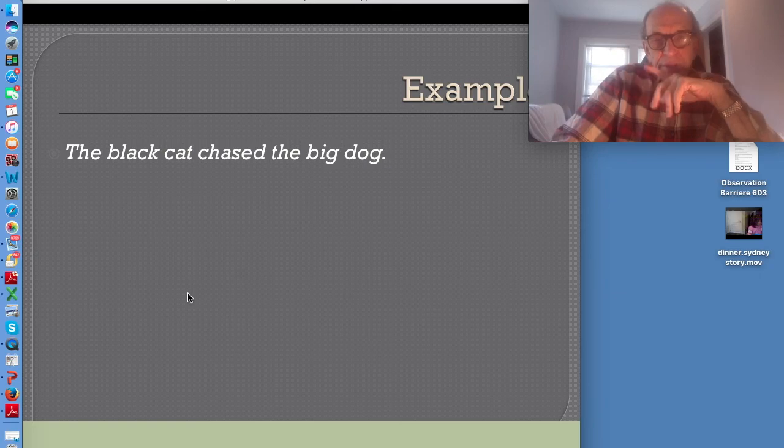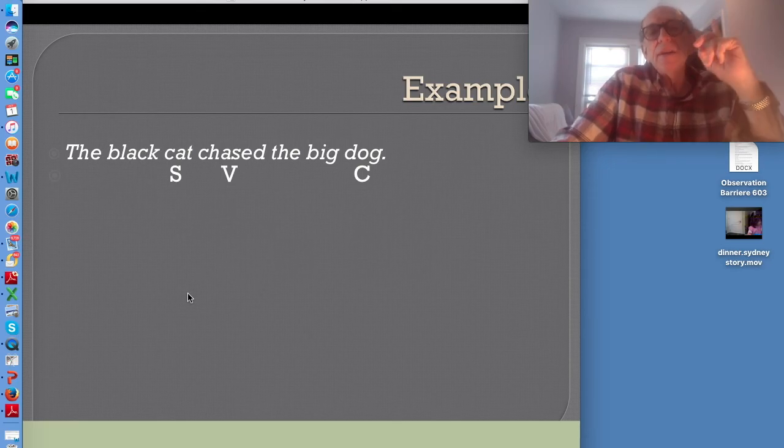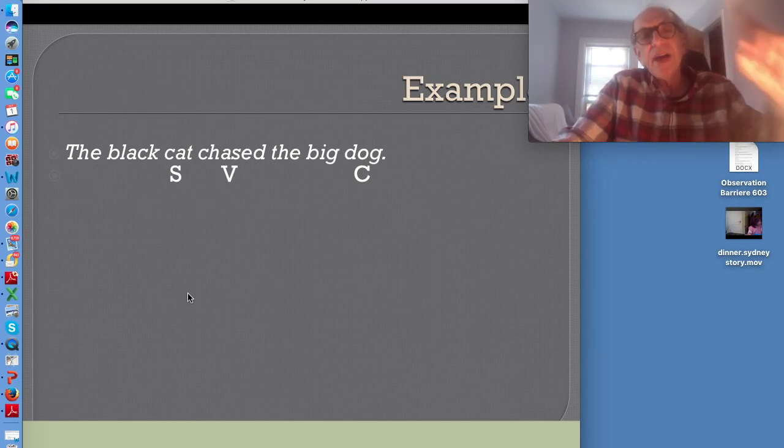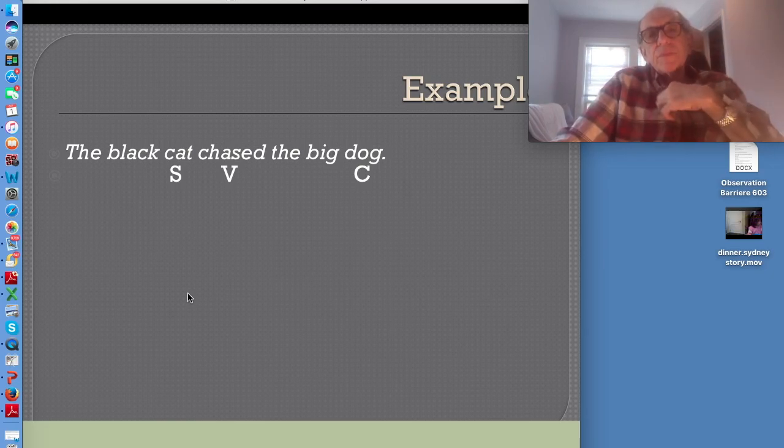We'll see that subsequent to this lecture. So in this case, the cat is the subject, the head of the noun phrase subject. The full subject is the black cat, isn't it? But the head of that phrase is cat. The verb phrase predicate is chased the big dog, but the head of that is chased. That's the head verb.